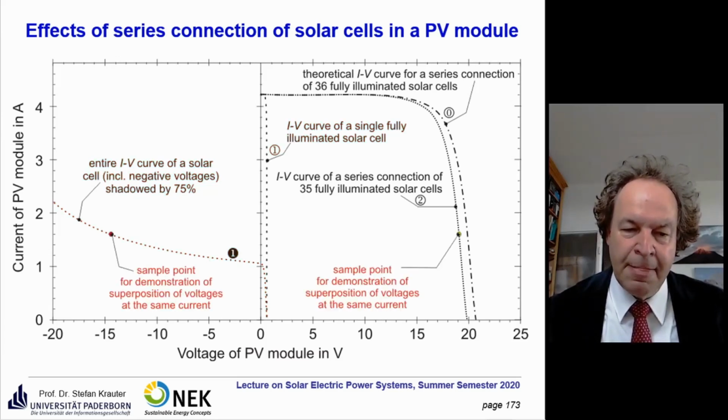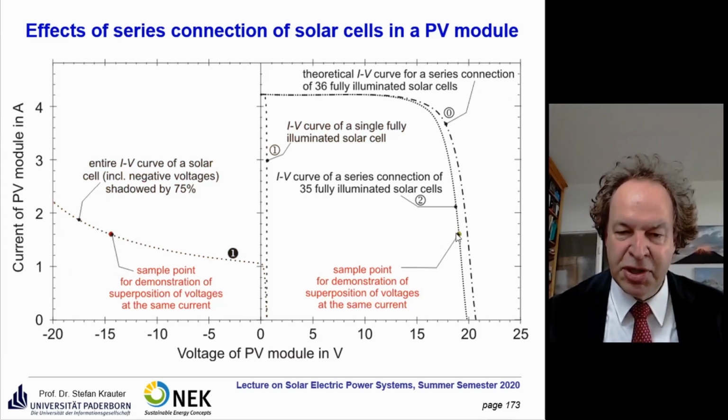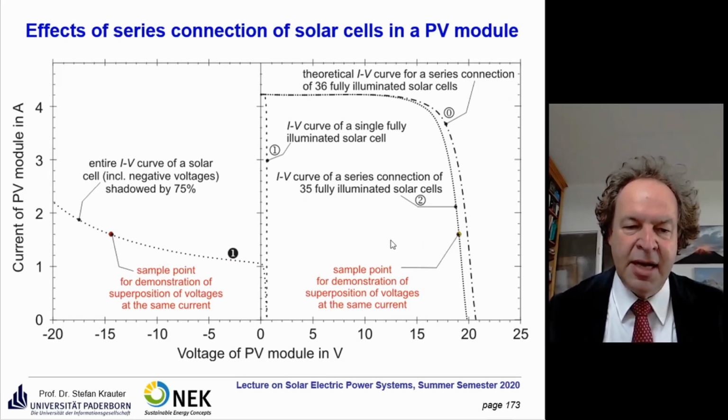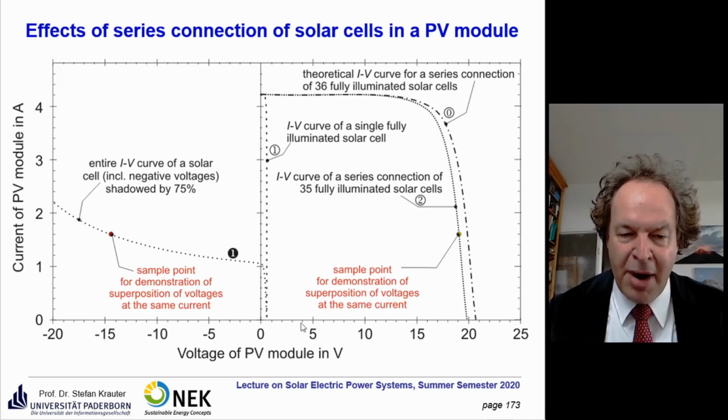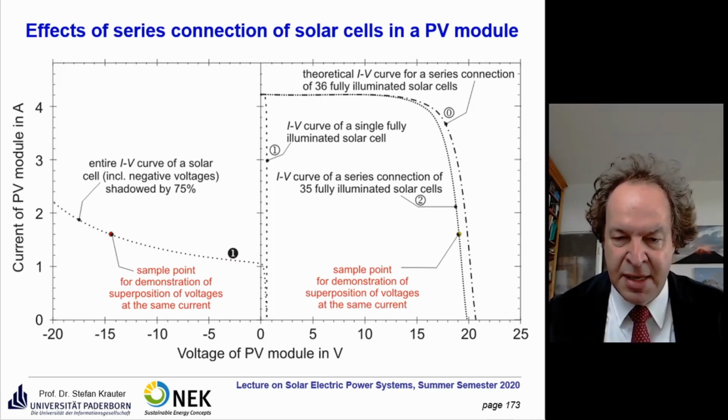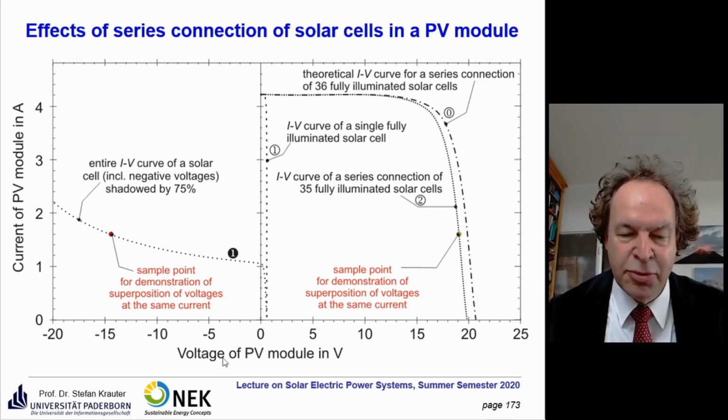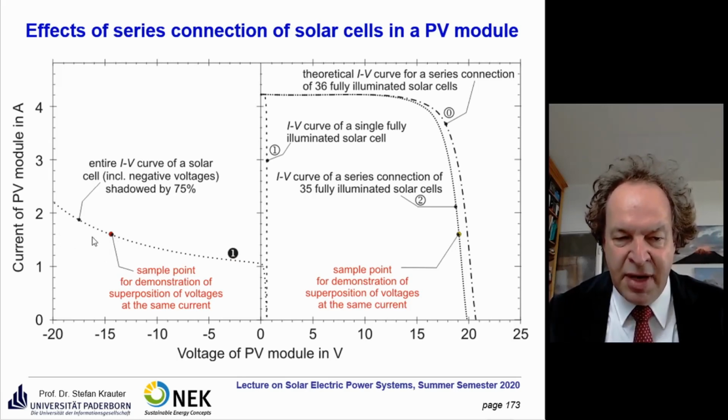As you see here. So we take one sample point here, for example, this one here, for demonstration of the superposition of the voltages, because the voltages add up, and the current stays the same. So we have to draw a line parallel to the voltage axis, at constant current, because the current has to stay the same. So we take this one and this one, while the current has to be the same. We have to put a straight line through that, as you see here.